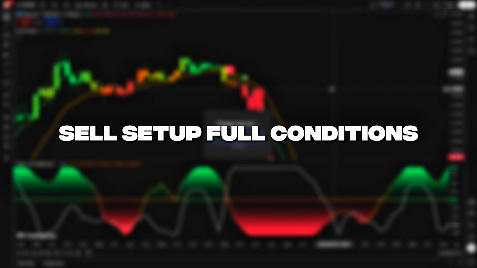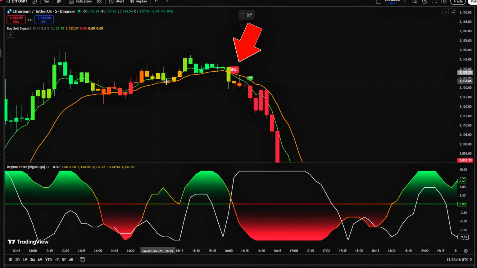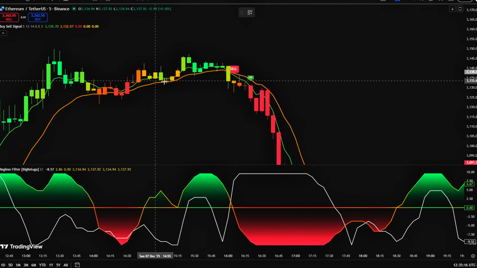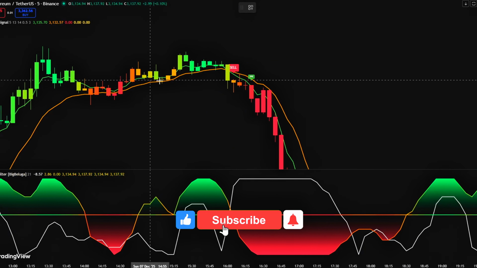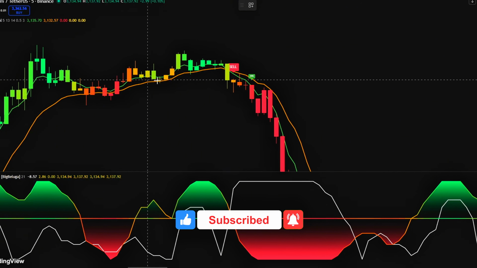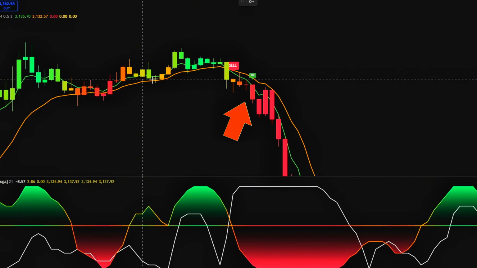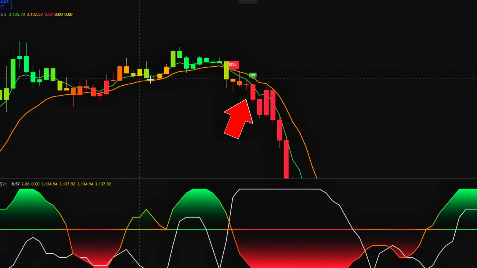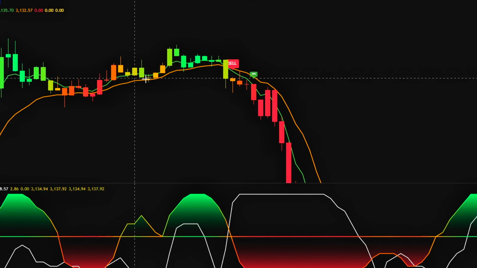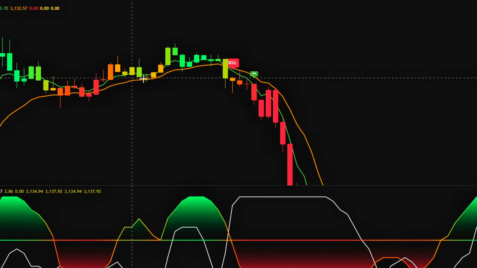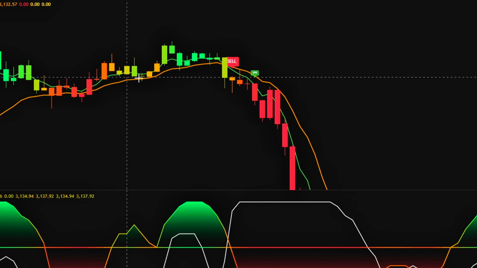Sell setup, full conditions. Sell signal appears from the indicator. This is your initial trigger that the market may be shifting into bearish territory. It alerts you early to fading bullish strength and rising selling pressure. Price must be below both the fast and slow EMAs. This confirms the short-term trend is already bearish. When price is trading under the EMAs, rallies tend to fail and sellers usually remain in control.